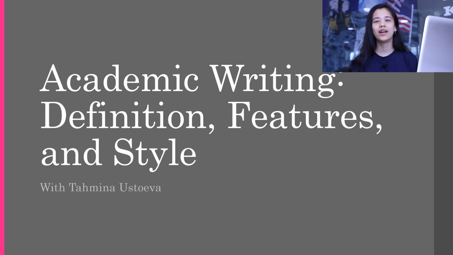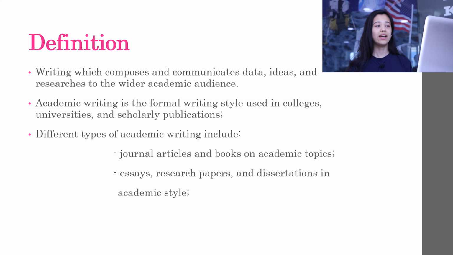Let's start by defining what is academic writing. It's writing which composes and communicates data, ideas, and research to the wider academic audience. Academic writing is the formal writing style used in colleges, universities, and scholarly publications. It's what students are expected to produce for classes and what professors and academic researchers use to write scholarly materials.